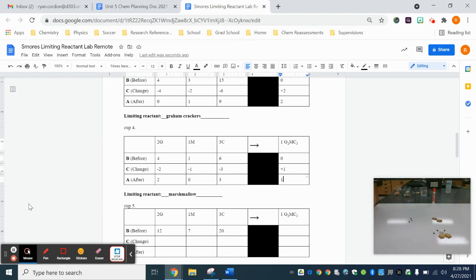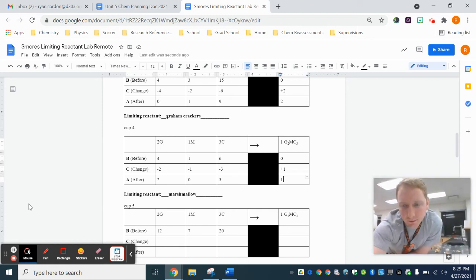And then, yeah, looks like we were right. We ran out of marshmallows, so we have 0 of those left. We made one s'more like we predicted. We had 2 graham crackers left over like we predicted. That's the after. And afterwards, we had 3 chocolate chips there.